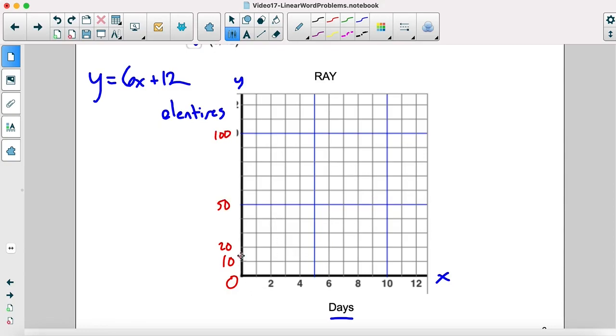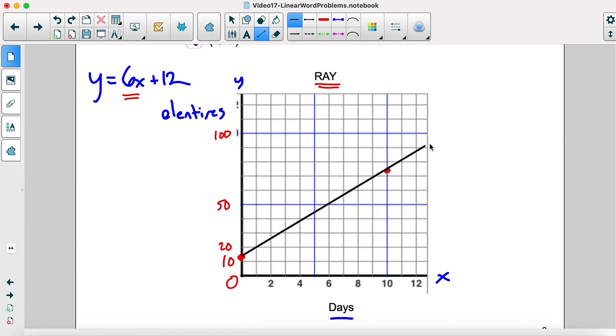So 0 and 12, that's my y-intercept, my first point. And again, this is array. It's already chosen here, but if you haven't chosen array, you would choose that in GMM because we have a positive slope here. And then my second point, when x is 10, y is equal to 72. That would be right here. And then I will connect that with a line. There we go. And that's what it would look like.